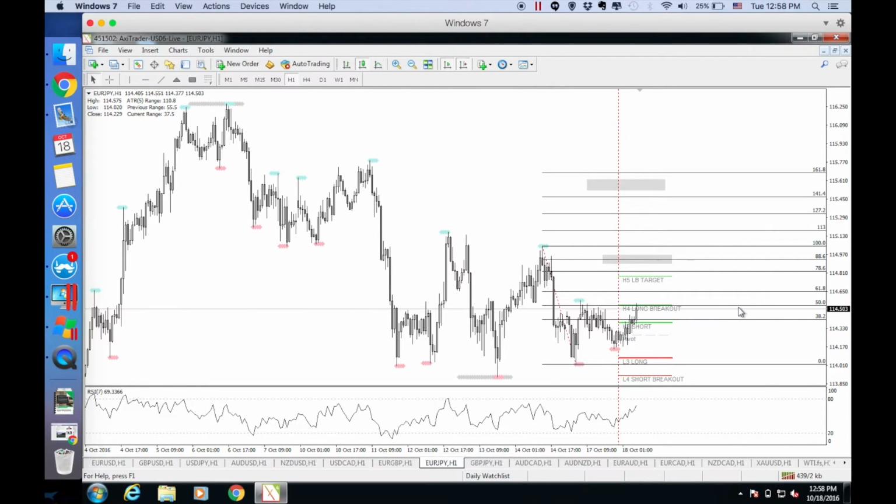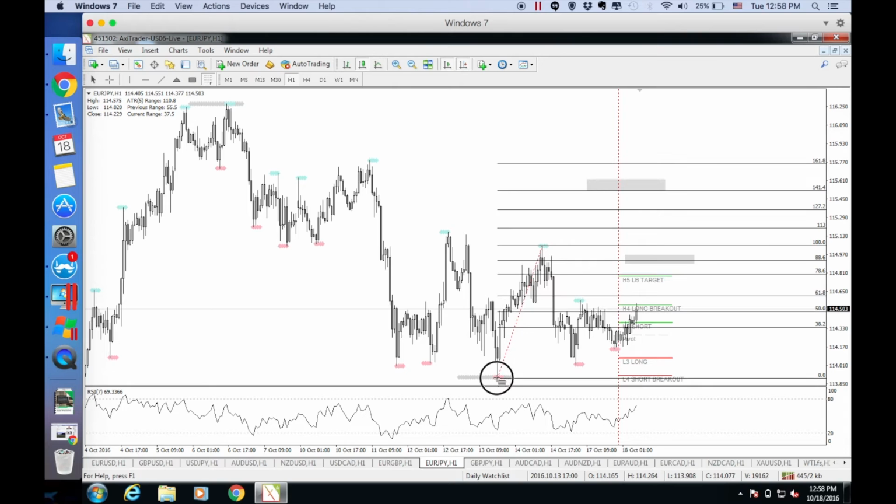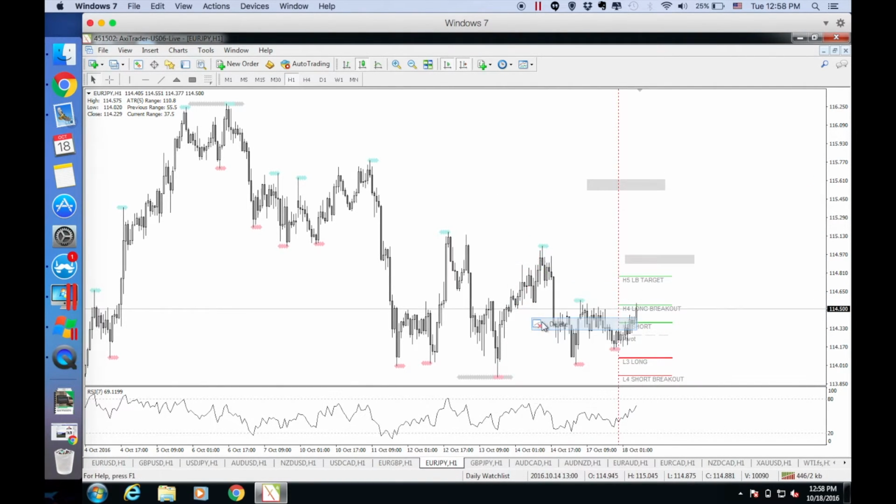Alright, Euro Yen, similar to Dollar Yen, price didn't really move much. So all the key levels identified yesterday are still valid. First one over here is the 88.6 at 114.95. We'll be looking for a short opportunity if price comes back up. The other one I'm using is the 127 extension all the way up there. I don't think it's a 127 extension.